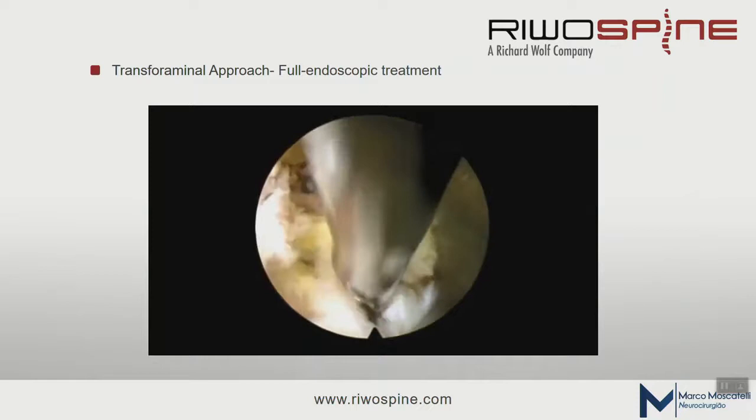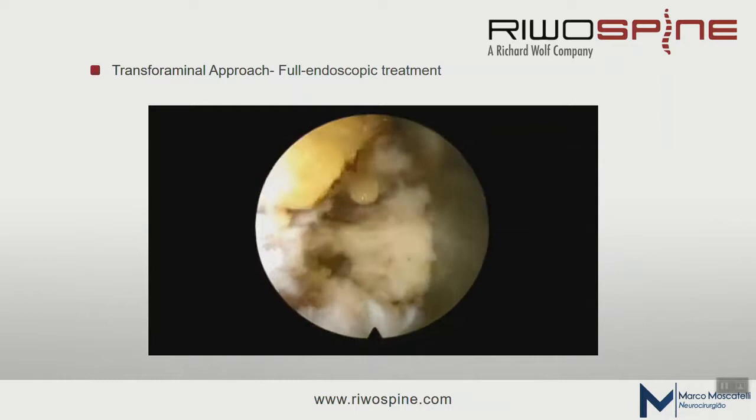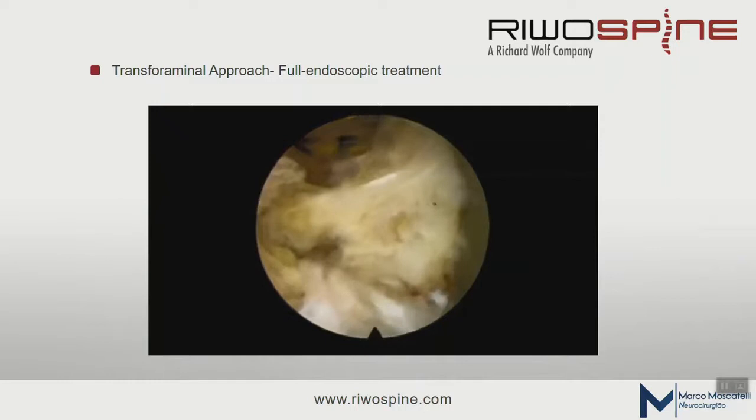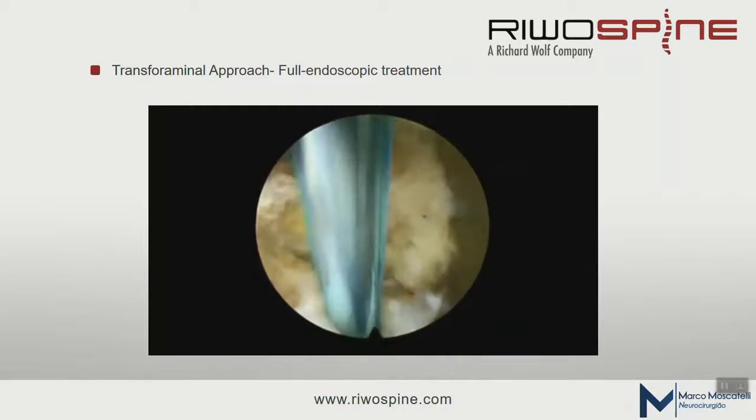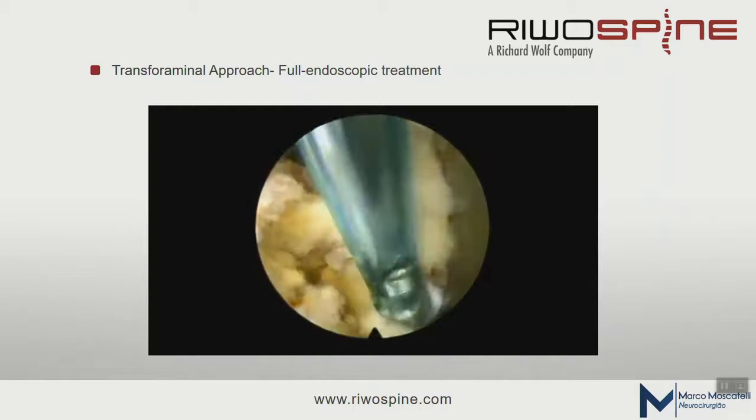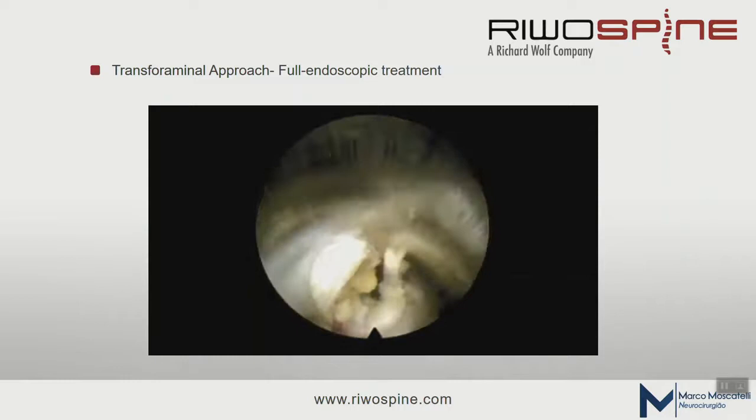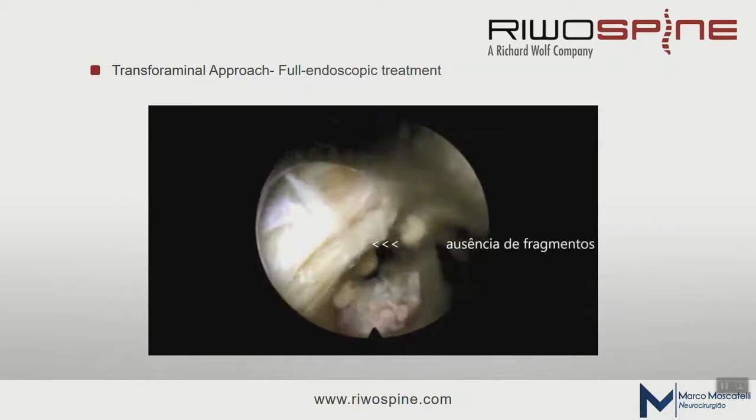We can note the fail of the disc, the risk space. We are able to see the disc fail, perform the nucleoplasty. We note the free root, the L5 root. I burn a little bit more, and here, the L4 root. Totally free, no more fragments.